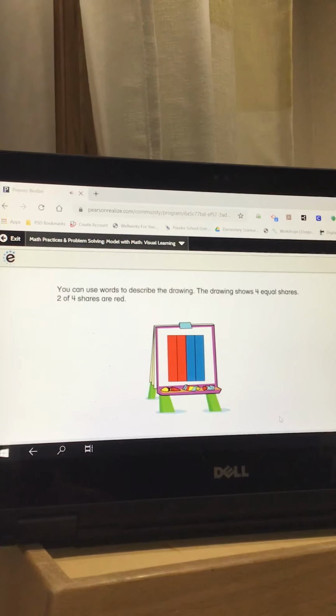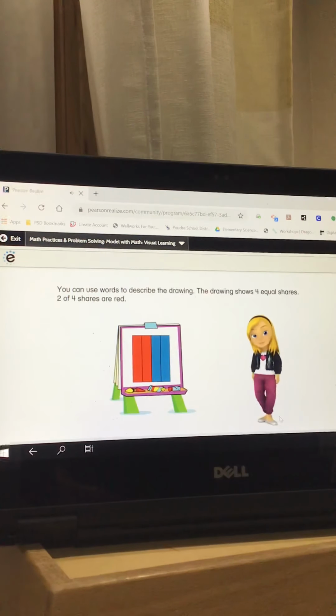You can use words to describe the drawing. The drawing shows 4 equal shares. 2 of 4 shares are red. Drawing a picture can help you solve a problem.